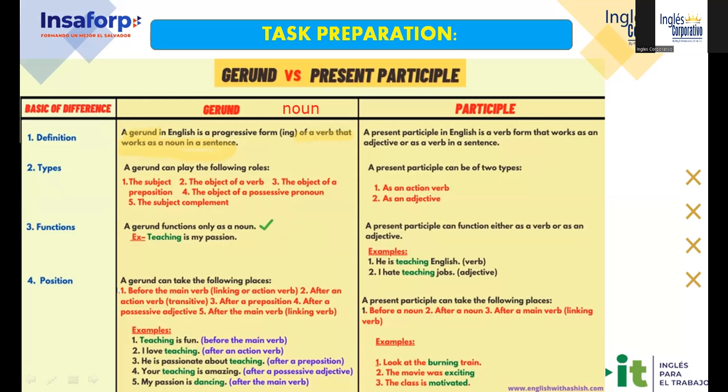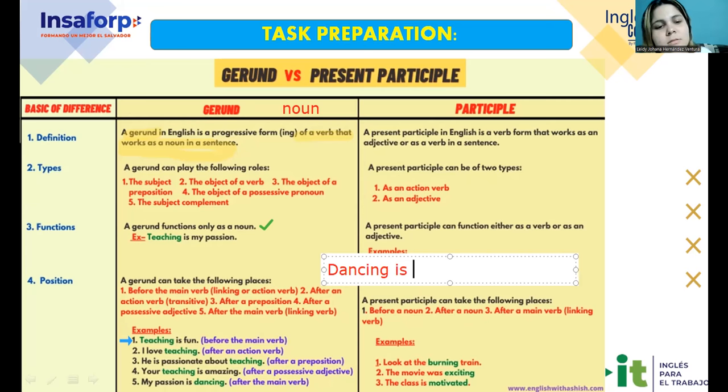Look at this. The position, so let's study the positions. A gerund can take the following places. Before the main verb, and let's look at the example. So I'm going to mark this here. Number one, "Teaching is fun," before the main verb. So what could be another example? That's the first use. "Dancing is funny." How do we translate this into Spanish? El baile es divertido. So remember, it works as a noun.